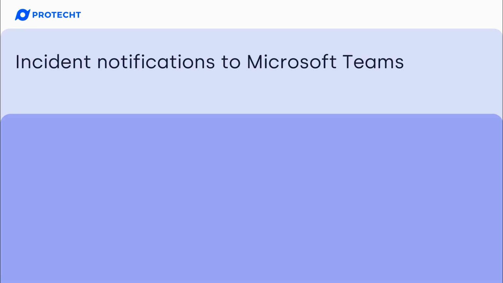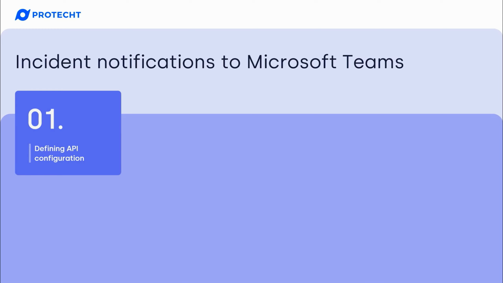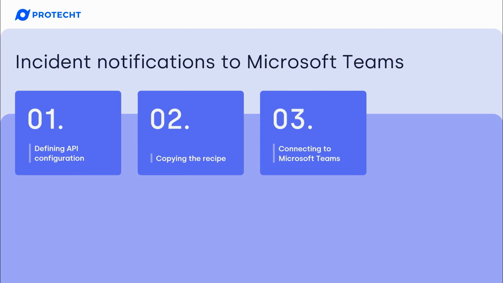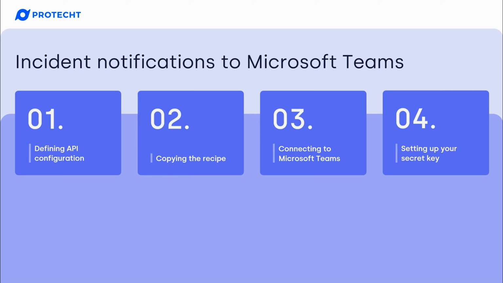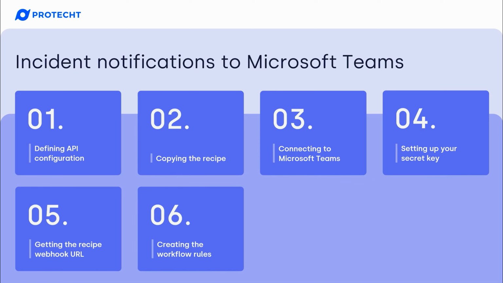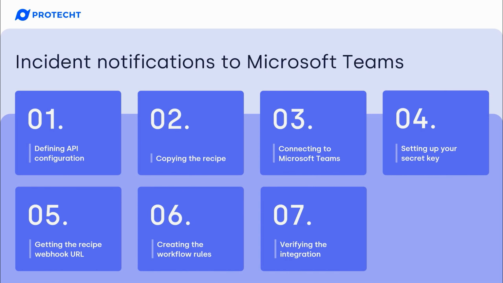So here's a quick breakdown of what this video will cover. First, we need to define the API configuration to Workato. Then in Workato, we copy the recipe, and then we connect to Microsoft Teams in the recipe. Next, we set up a secret key to ensure security, and then we get the recipe webhook URL from Workato. Next, create the workflow rules in Protecht ERM, and finally verify a successful integration.